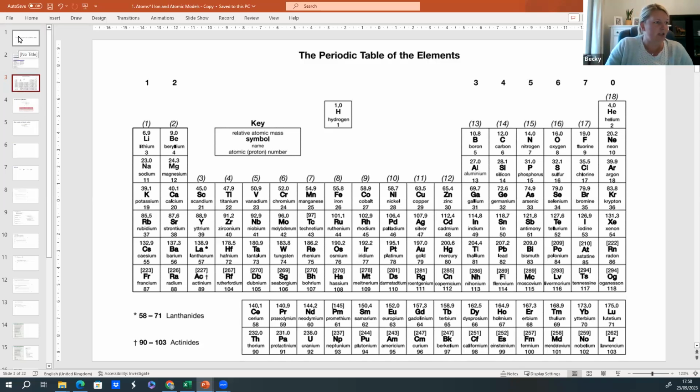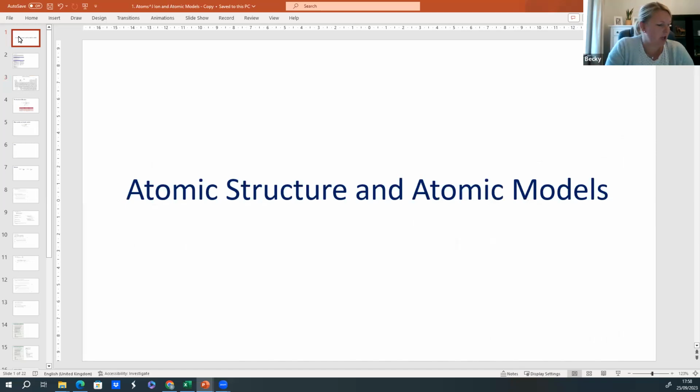Okay, so in this session, as I say, we're going to look at atomic structure and atomic models. So we're going to recap what the atomic structure looks like, get back fresh in our minds about mass number and atomic number, how we can work out the number of protons, neutrons, electrons. We're going to have a look at isotopes, how they are different from elements, how they vary to one another in terms of chemical and physical structure.